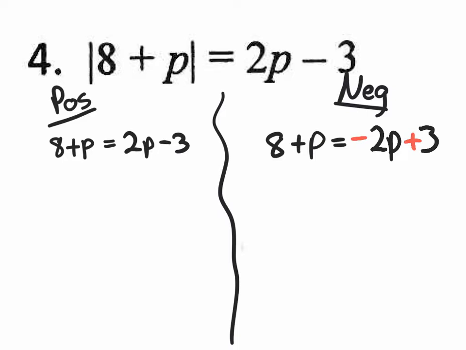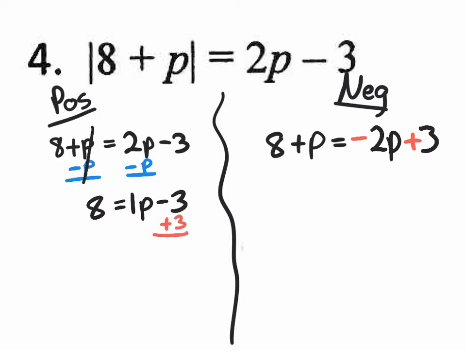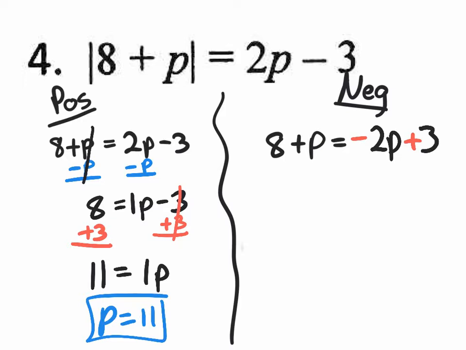Now we're going to solve both of these. On the left side, I want to get p by itself. So I'm going to subtract p right here and subtract p over there, giving me one single p on the right side. Let me rewrite everything. The minus 3 is there, the 8 comes down because the p is canceled. After that, I'm going to get rid of the minus 3 by doing plus 3, and I will have 11 equaling 1p. So the answer is p equals 11.